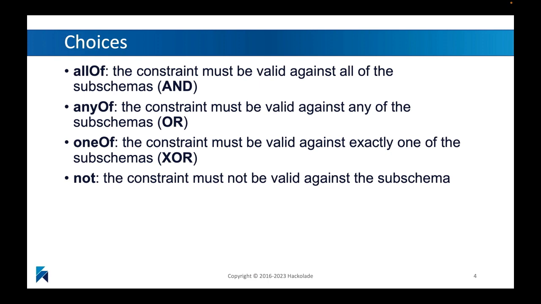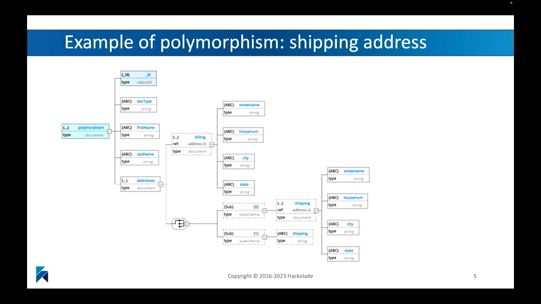The choices that you have as part of JSON schema are one of the 4 that you see here on the screen. Right? So all of, which is basically an AND condition, means that the constraint must be valid against all of the subschemas. Any of means that the constraint must be valid against any of the subschemas. Or one of means that exactly one of the subschemas must be valid, XOR. And not obviously means that the constraint must not be valid against the subschemas.